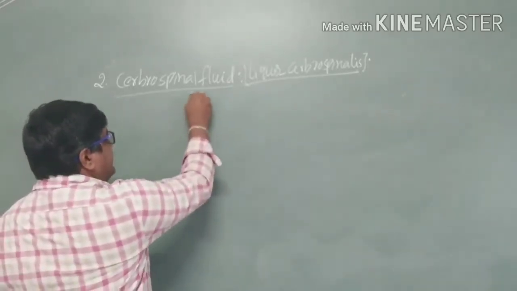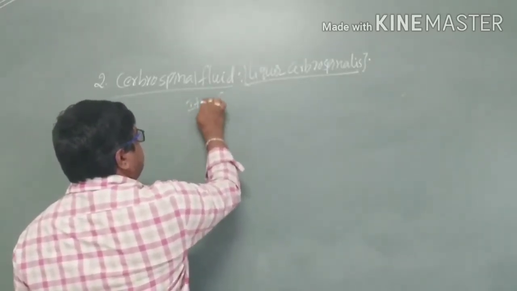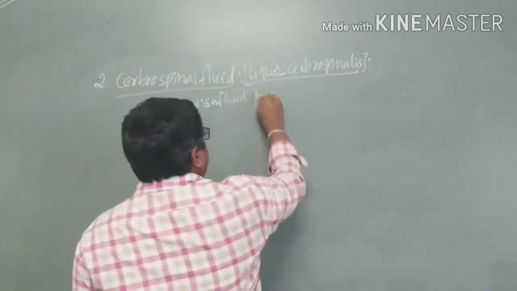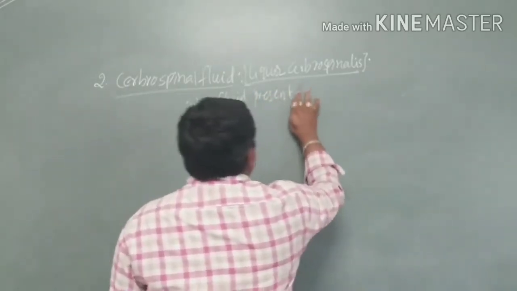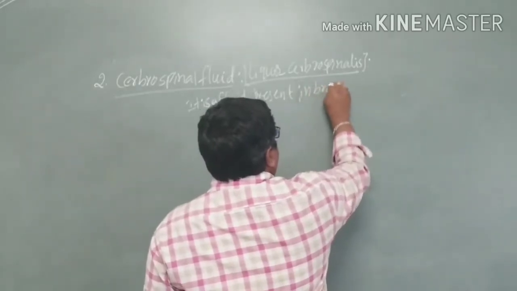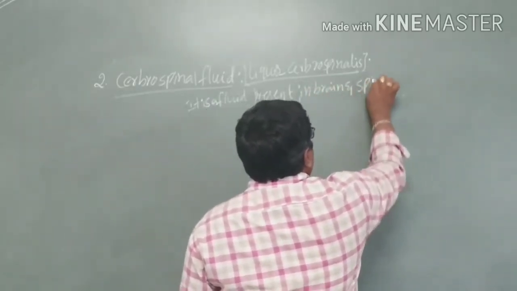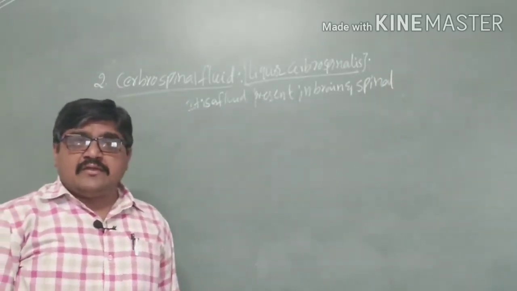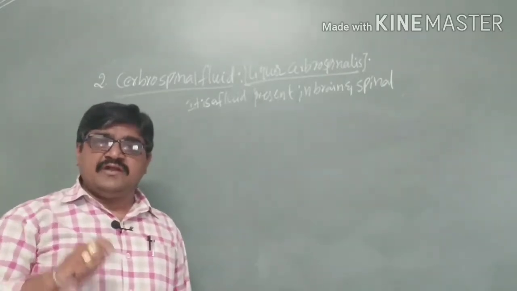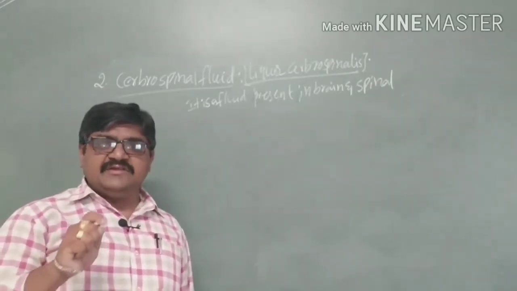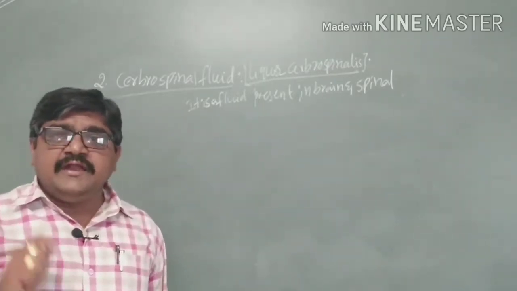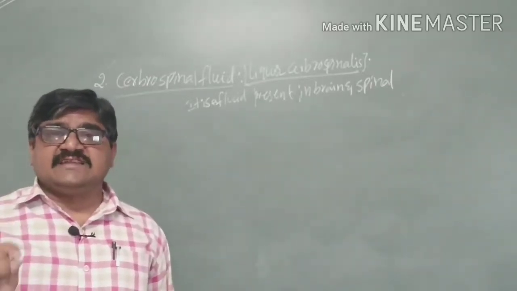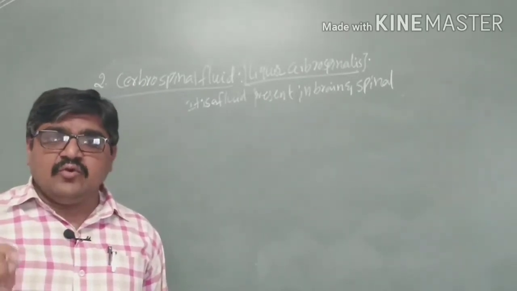So here it is a fluid present in the brain and spinal cord. We can call it the cerebrospinal fluid. Cerebro means brain, spinal means spinal cord. The fluid which is present between the brain and the spinal cord is called the cerebrospinal fluid.